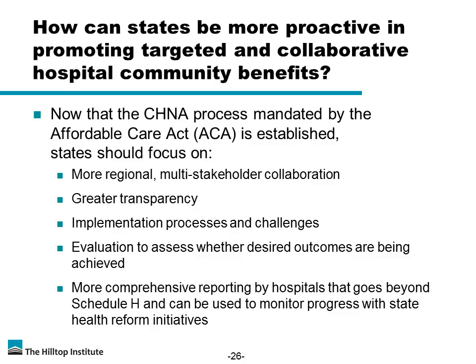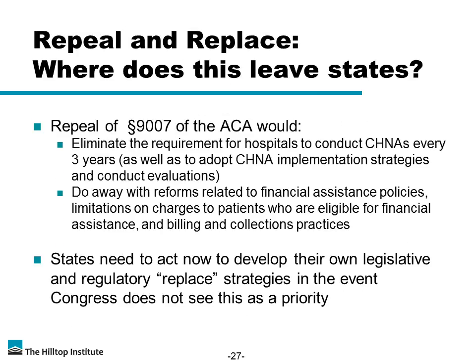Moving on to the next slide. So finally, repeal and replace. Probably the phrase we're hearing the most this week and last week and next week and weeks to come. Where is this going to leave states? So if there was a total repeal of the entire ACA, Section 9007, which is the community benefit section, it would go away. And what would be eliminated?